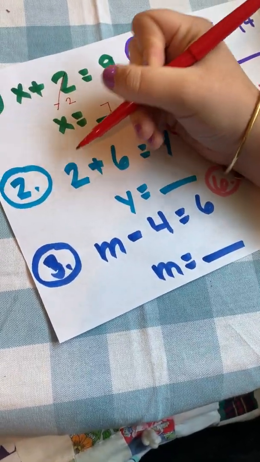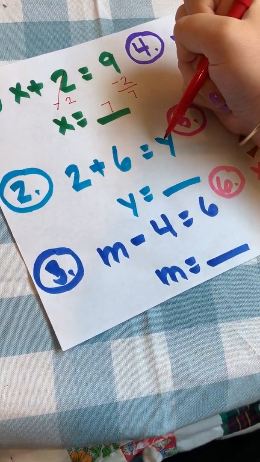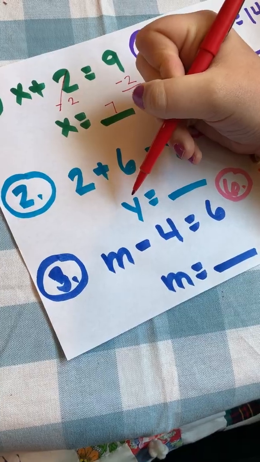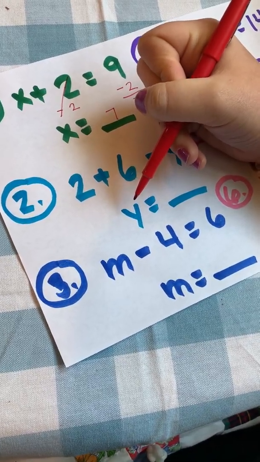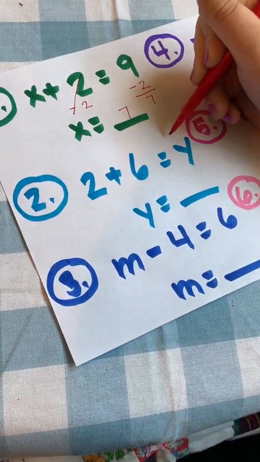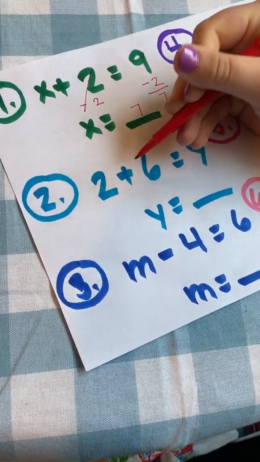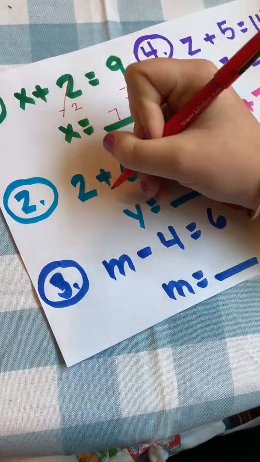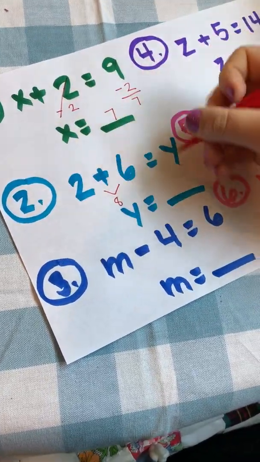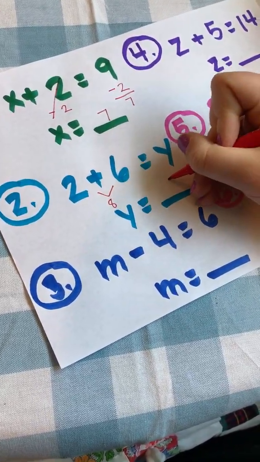Number 2, 2 plus 6 equals y. And we're trying to figure out what y equals. We need y by itself. Oh, what do you know? Y is already by itself on one side. So this is an easy one. 2 plus 6. What's 2 plus 6? 2 plus 6 is 8. So y equals 8.